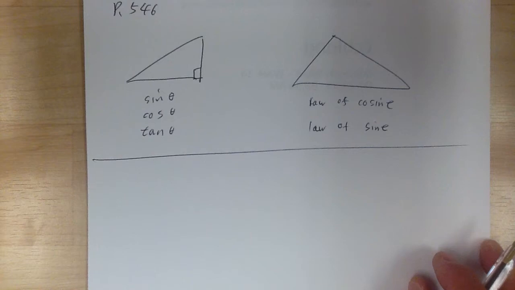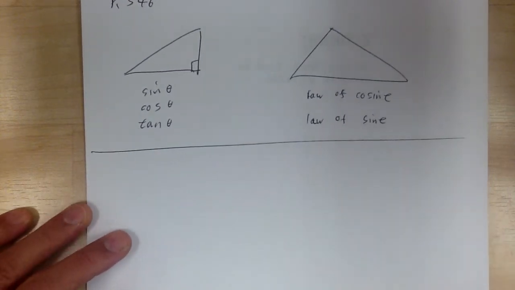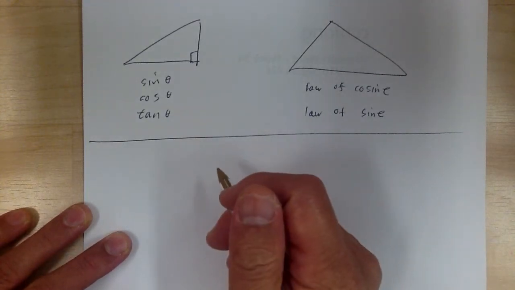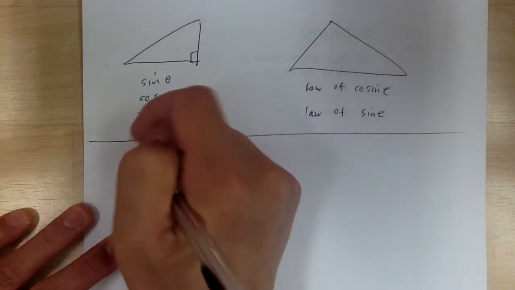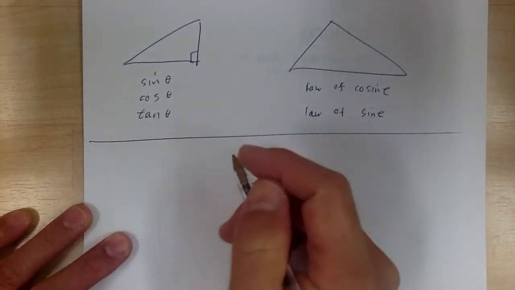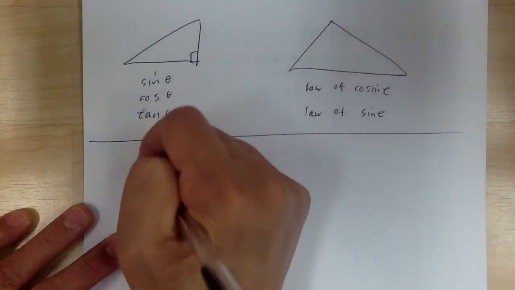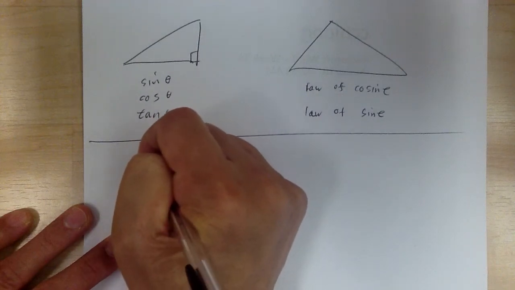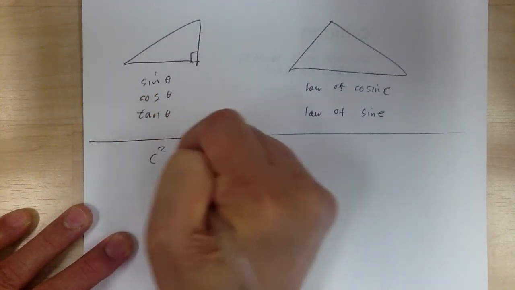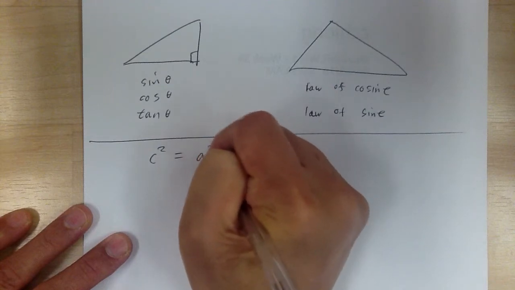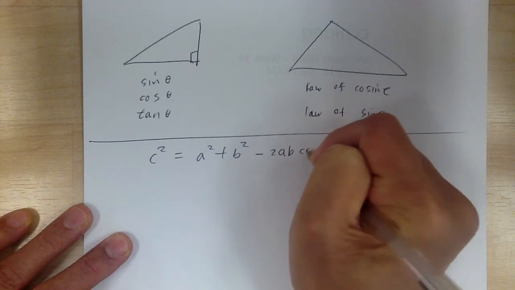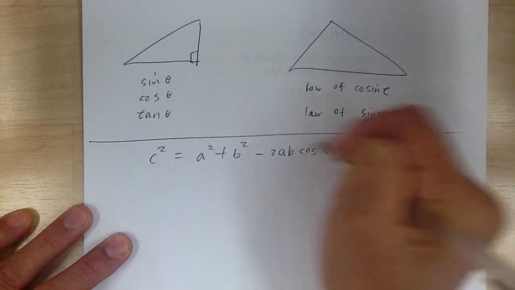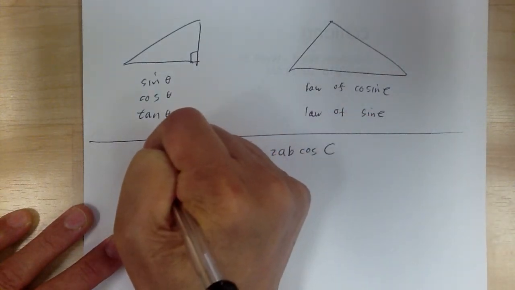Okay, so let's go over the law of cosine. So notice that you have the three forms. If you look on page 546, there are three different forms. So let's start with c squared. c squared equals a squared plus b squared minus 2ab cosine of c. So this is the small c.